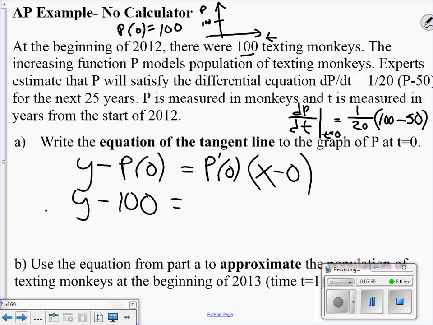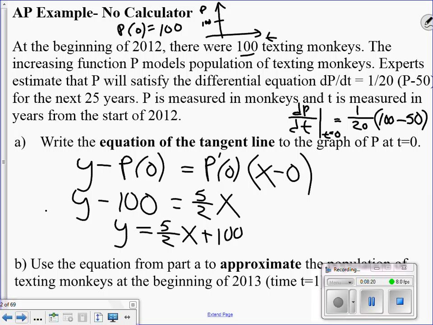All right, so what do we get if we simplify that? 2.5. I'm going to write 5 halves. I like my slopes to look like fractions. And then the x minus 2 is just x. So we could leave it like that, or we could add the 100 to the other side. So the equation of the tangent line to my population graph at time 0 would be y equals 5 halves x plus 100.